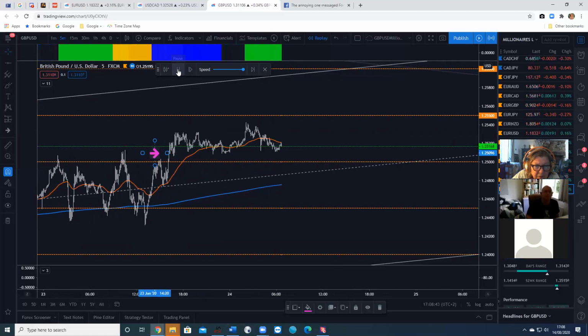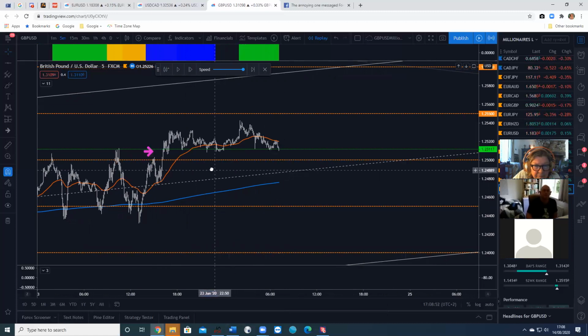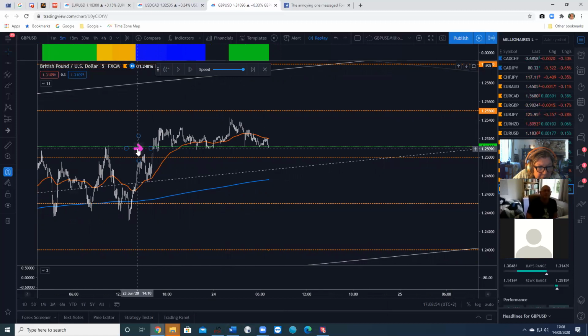Bit of consolidation going on there. So I wouldn't have found any trades there. I think that one would have caught us out. I'm going to take that one off for the moment.